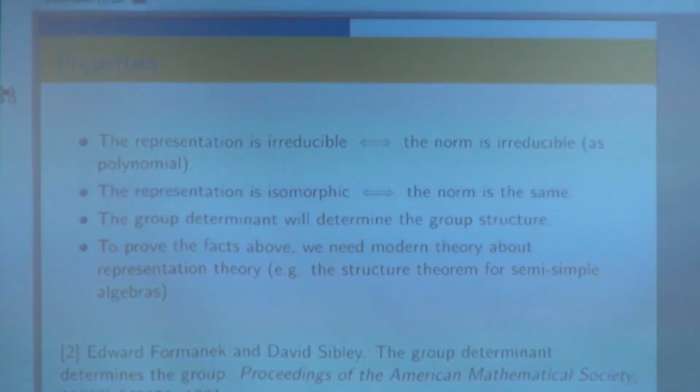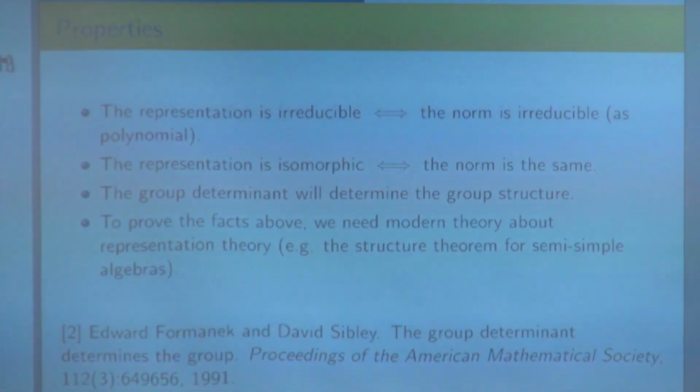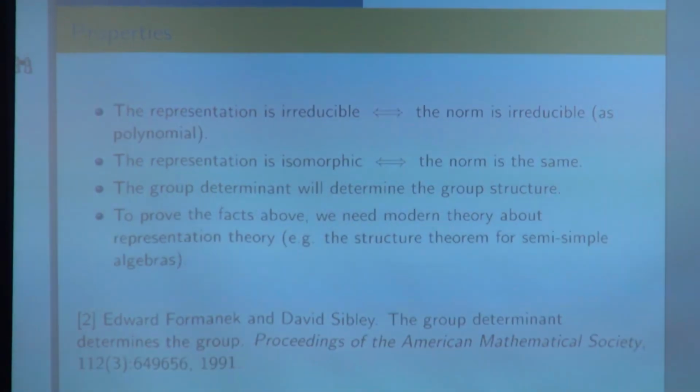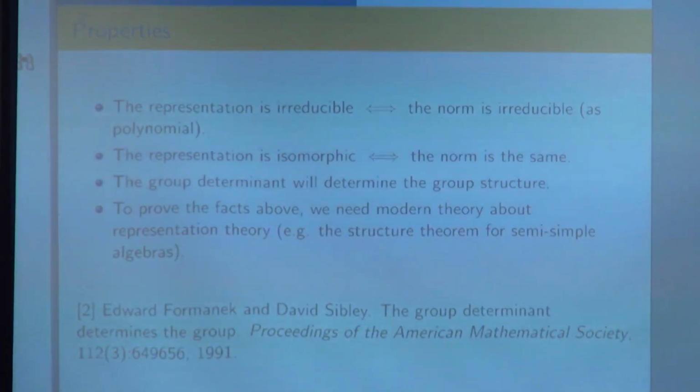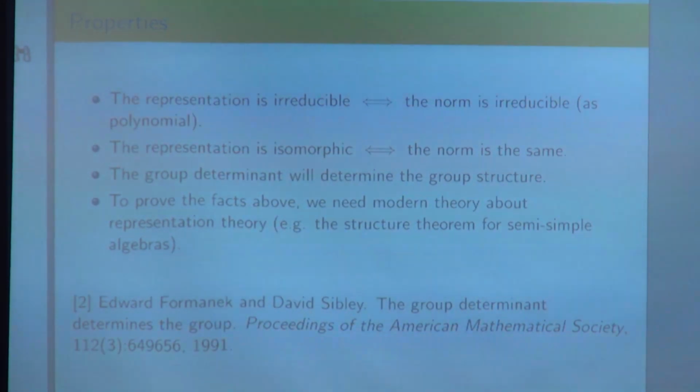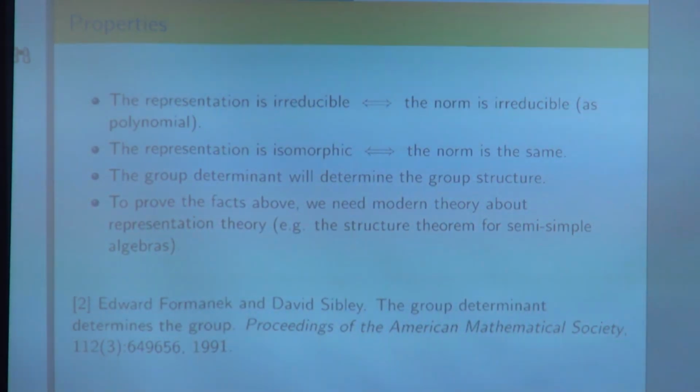And some properties, maybe the properties are more interesting. If the representation is irreducible, then the norm is an irreducible polynomial. And if two representations are isomorphic, then the norms are the same. These two properties are actually proved by modern theory. Before Frobenius created character theory, people did not know this. After that, we know they use the structure of semi-simple algebras, and they prove this.